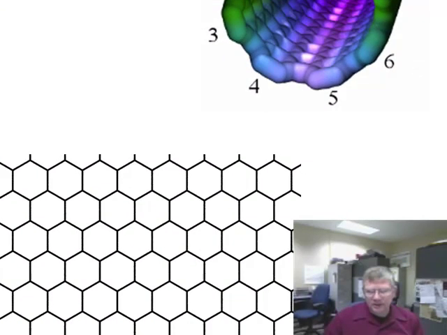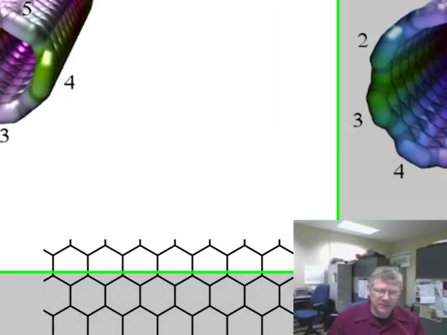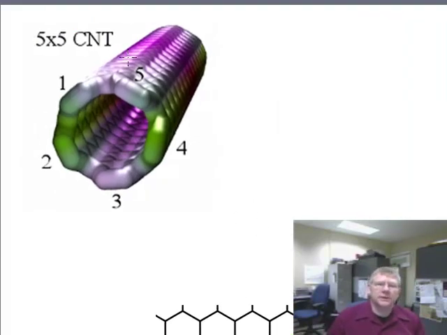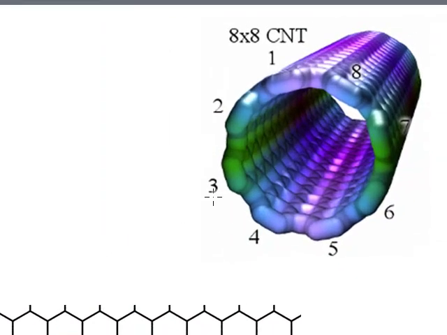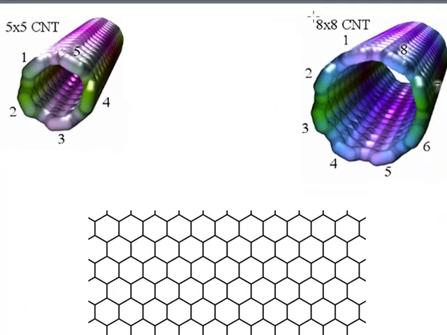In this video, I want to look at the nomenclature that's used to define different types of carbon nanotubes. Sometimes you'll hear carbon nanotubes described as either a 5-5 carbon nanotube, or there's a variety of numbers. You could have an 8-8 carbon nanotube. This is a rendering of an 8-8 carbon nanotube. I want to look at where those numbers come from in carbon nanotube nomenclature.